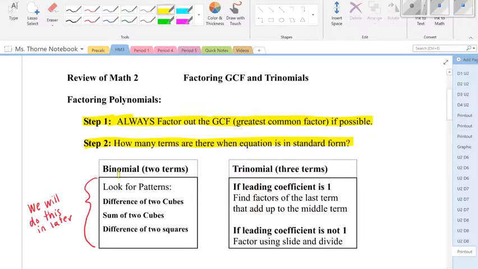So if there are 2 terms, a binomial, we look for patterns, and we're going to talk about that later when we get to Unit 3. And if we have 3 terms, a trinomial, then we're going to look to see if the leading coefficient's 1 and find factors of the last term that add up to the middle term. And if the leading coefficient is not 1, we're going to factor using slide and divide method or factor by grouping, since that's what we learned last year in Math 2.